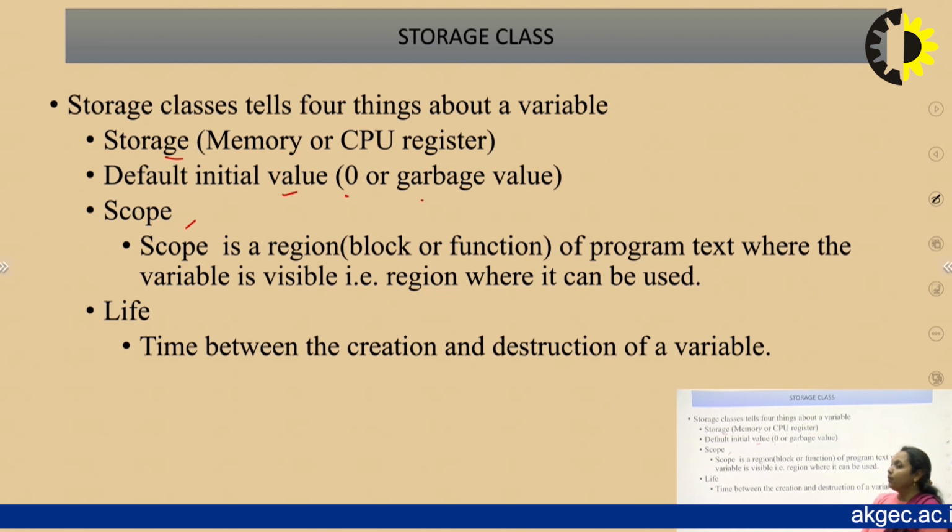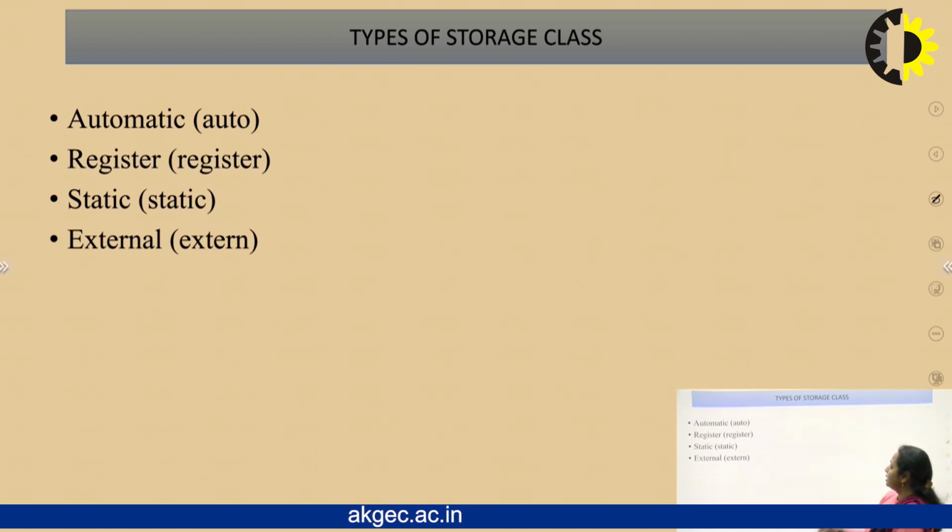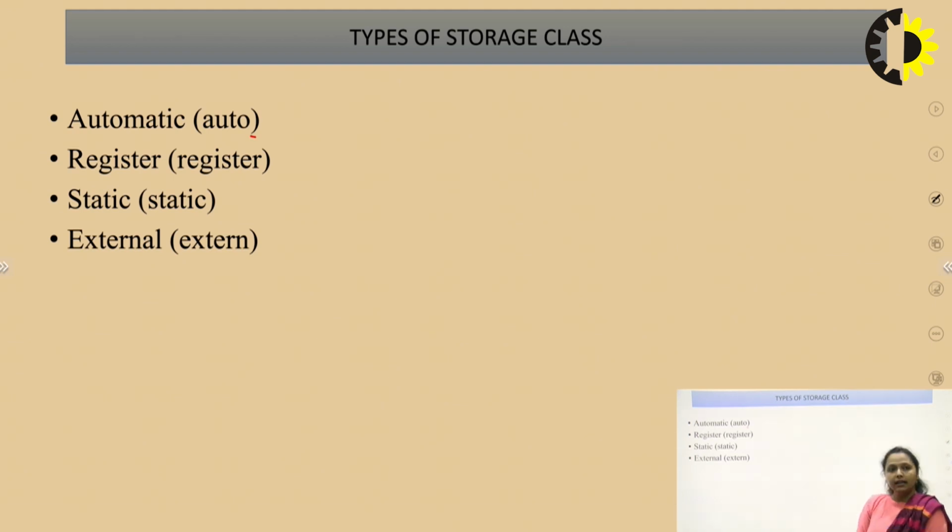One by one, with the help of programs as examples, we will discuss various storage classes which are important from the point of view of exams in AKTU. We have already discussed the various types of storage classes. We have 4 different storage classes. Automatic, the keyword used is auto. Register storage class, the keyword used is register. Static, the keyword used is static. And external, whose keyword is extern.